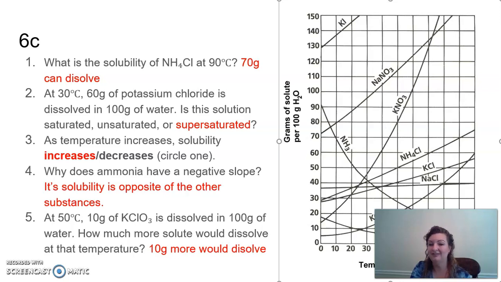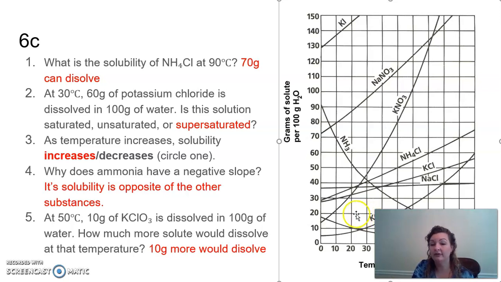So if I'm at 10 grams, how much more can dissolve? Right now, I'm in the unsaturated section, right? Because I'm underneath the line. So I'm unsaturated. I know I can go ahead and dissolve more, and I can dissolve more up into my saturated point, which is where the line is. So if I'm at 10, I can go all the way up to the line, which is at 20.